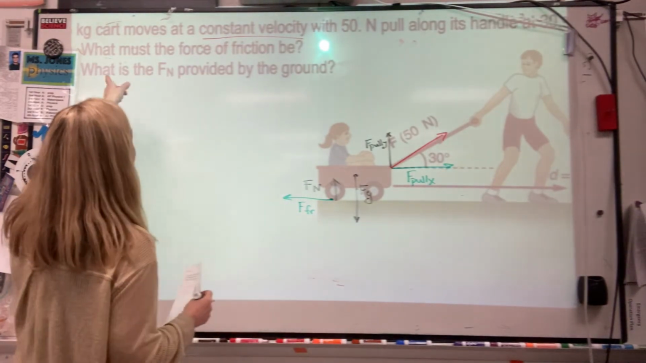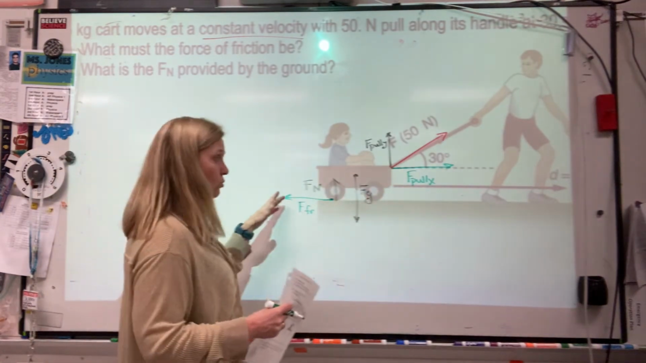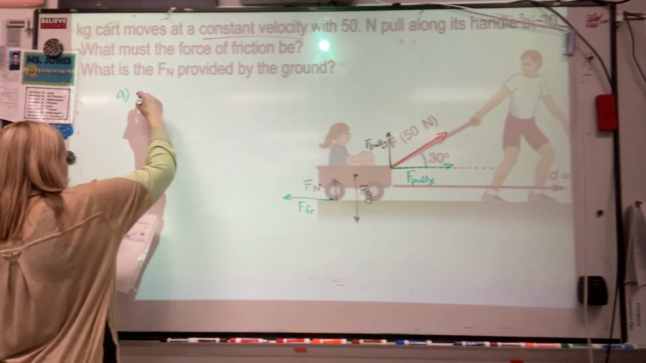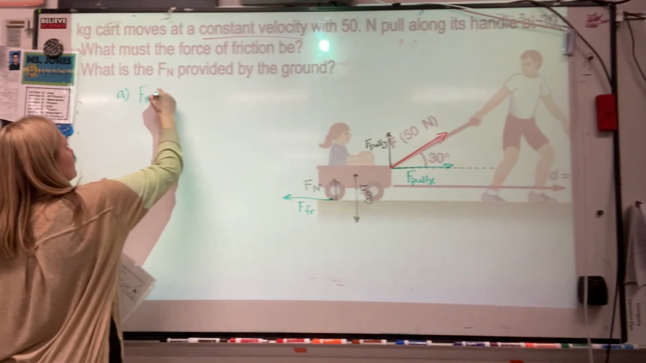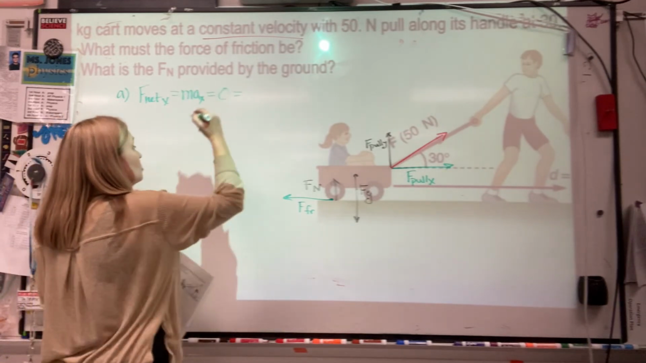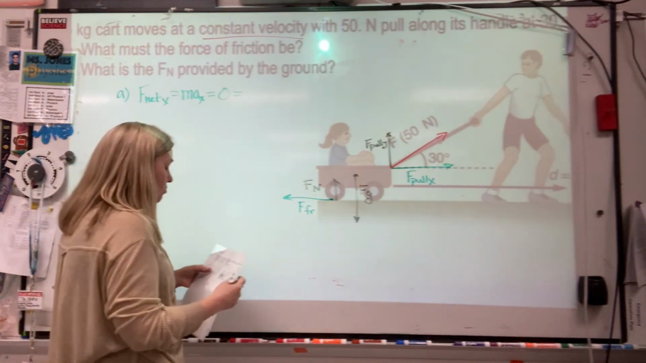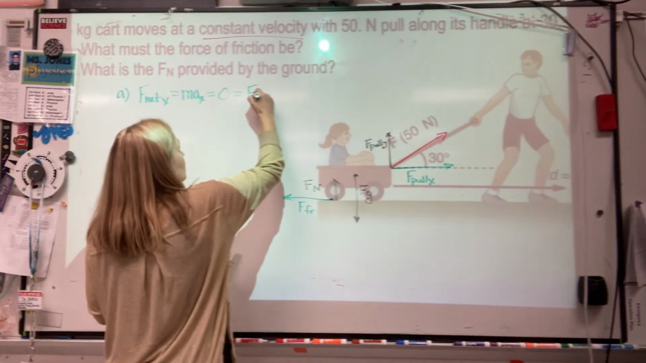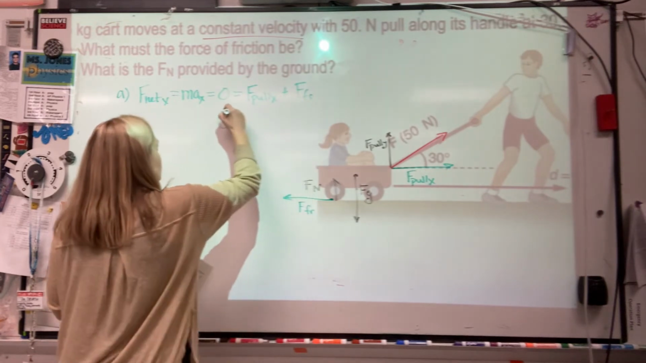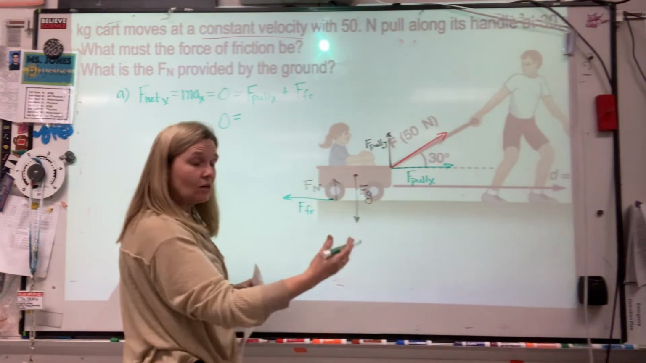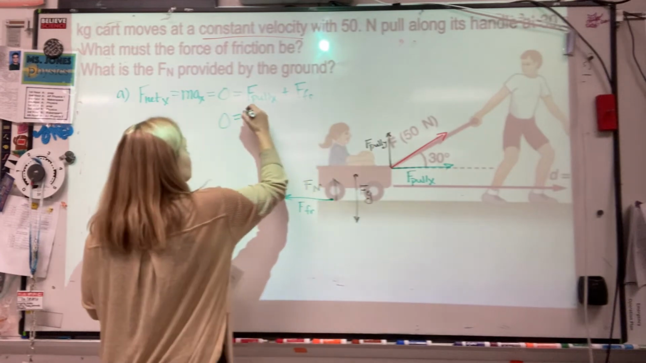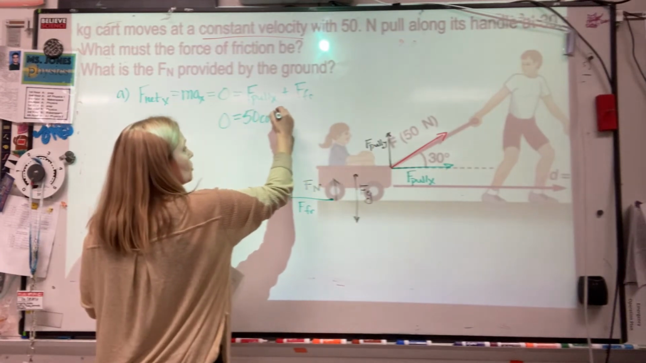Okay, so let's do some math now. For the first question, what must be the force of friction? Ooh, this is a nice one. There are only 2 green arrows here, and I'm going to make my statement. F net in the x direction equals m a in the x direction, which happens to be 0. There is no acceleration in the x direction, and it's a sum of my pull in the x direction and my force of friction. I can calculate my pull in the x direction because this was 50, and I'm going to do cosine of 30.